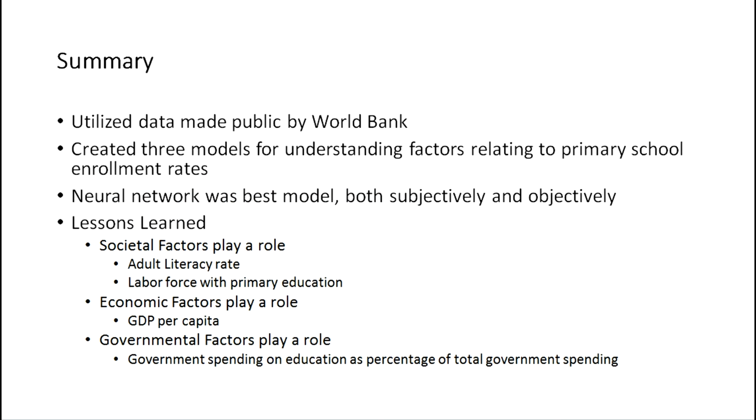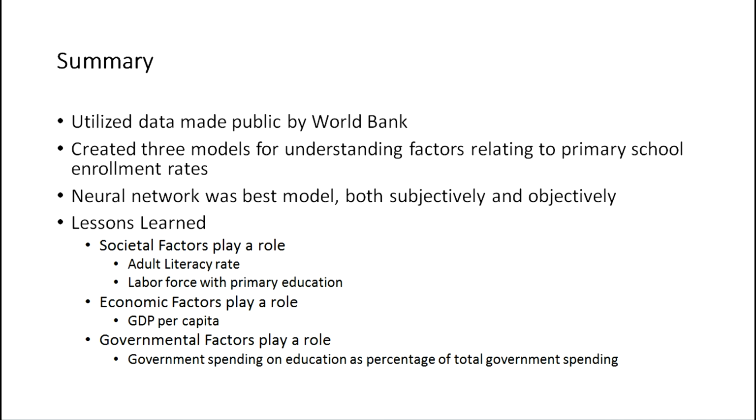As a summary to the presentation, we utilized data that was made public by the World Bank. We created 3 models for understanding factors relating to primary school enrollment rates. Of those 3 models, the neural network was the best model, both subjectively and objectively. And some of the lessons learned from this is that, one, societal factors play a role. Things such as adult literacy rate and labor force with primary education. As we saw from the neural network, they play a role in determining primary education enrollment rates.